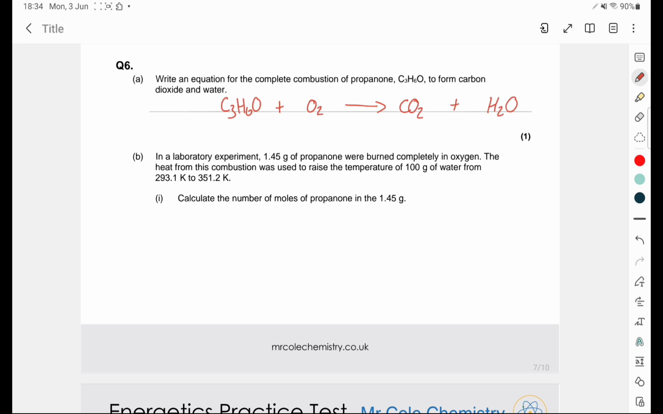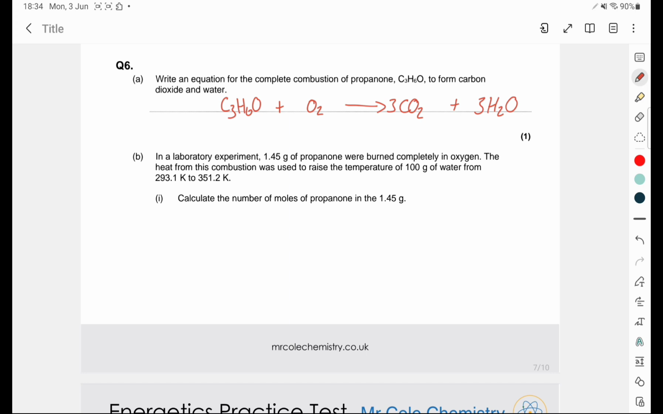Now that we've got our right substances, we need to make sure we've balanced them. The starting point is by looking at the number of carbons. So we've got 3 carbons on the left, and therefore we need to have 3 carbons on the right. And the second place to look then is the hydrogens. We've got 6 hydrogens on the left, and therefore we need to have 6 hydrogens on the right. That means we need to have 3 waters.